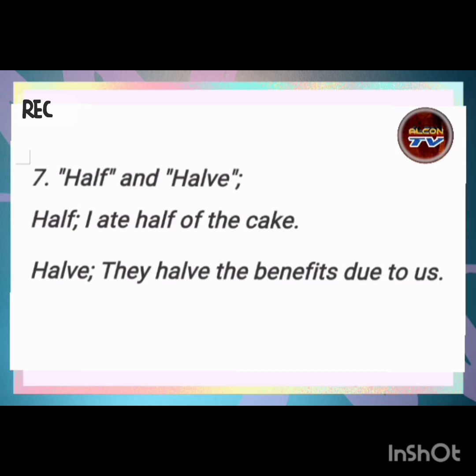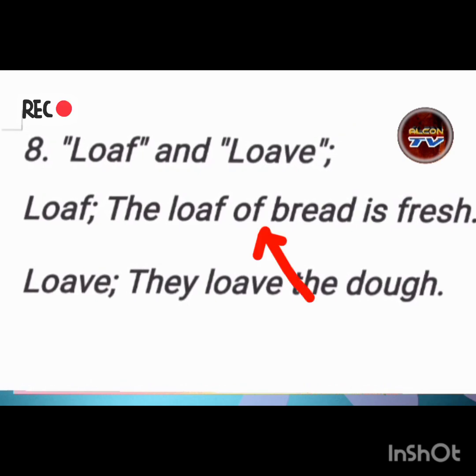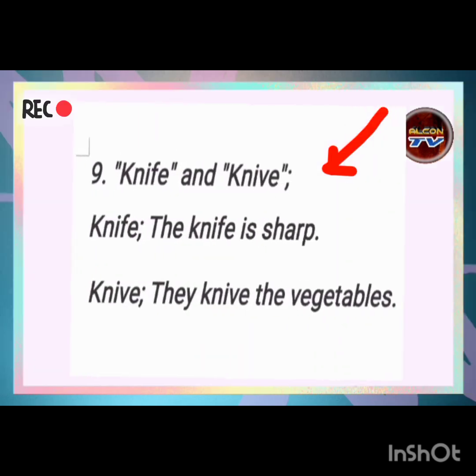The next one, number 8, loaf and loave. You say the first sentence: The loaf of bread is fresh. The next example for loave: They loave the dough. That's L-O-A-V-E. You can now see it. Number 9, you say knife and knife.